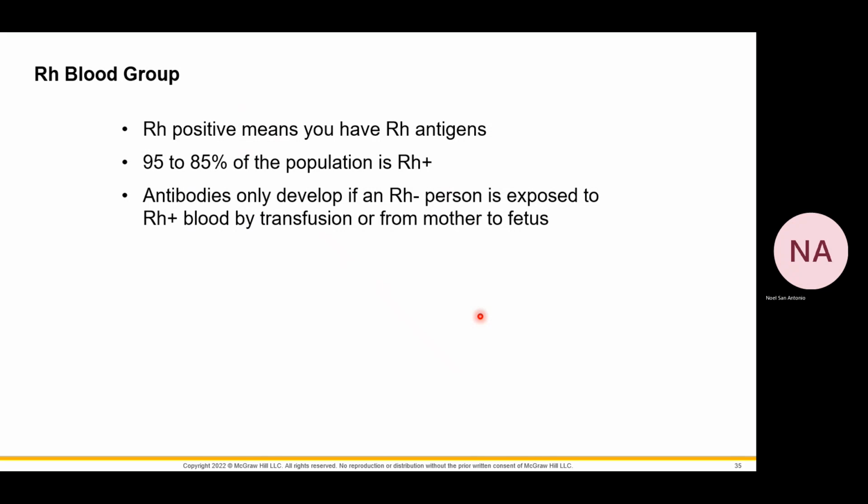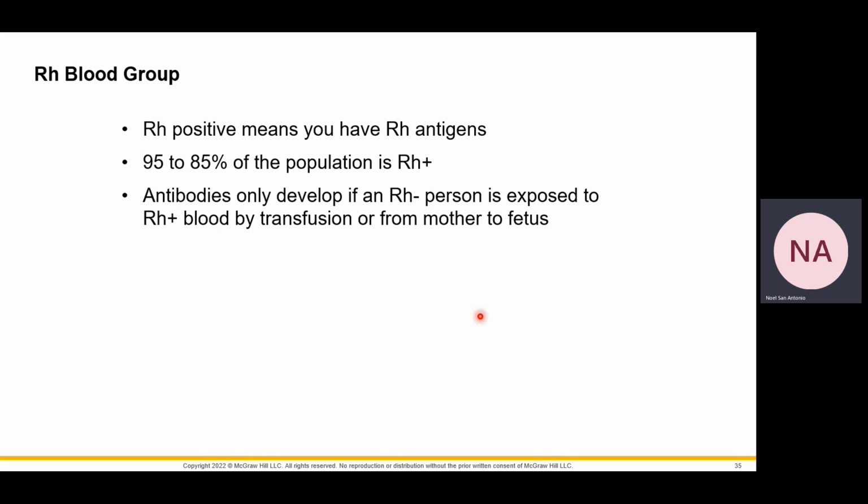So walang antibodies na involved dito, hindi katulad sa ABO grouping. Kapag type A ka, then you have anti-B antibodies. Pag type B ka, then you have anti-A antibodies. Di ba? So dito, walang antibodies na involved. Kahit RH positive ka pa, you do not have antibodies. Kahit RH negative ka, you do not have antibodies also.